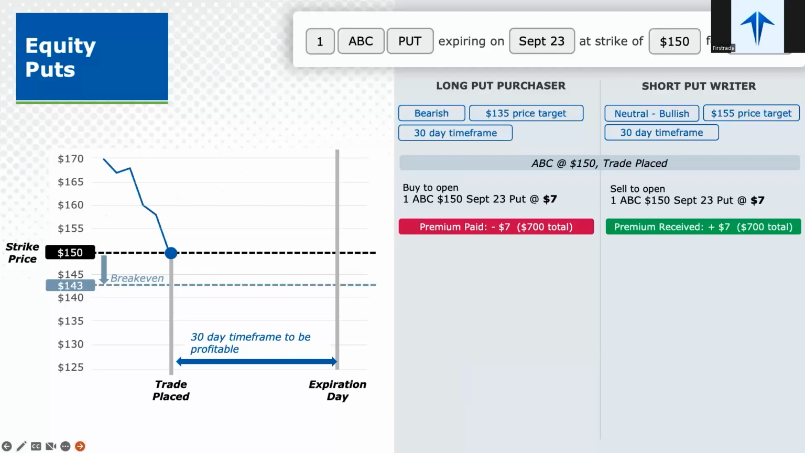The long put purchaser, they're bearish. They have a 135 price target. So they are expecting a very large directional move to the downside. And they feel like that's going to happen within 30 days.